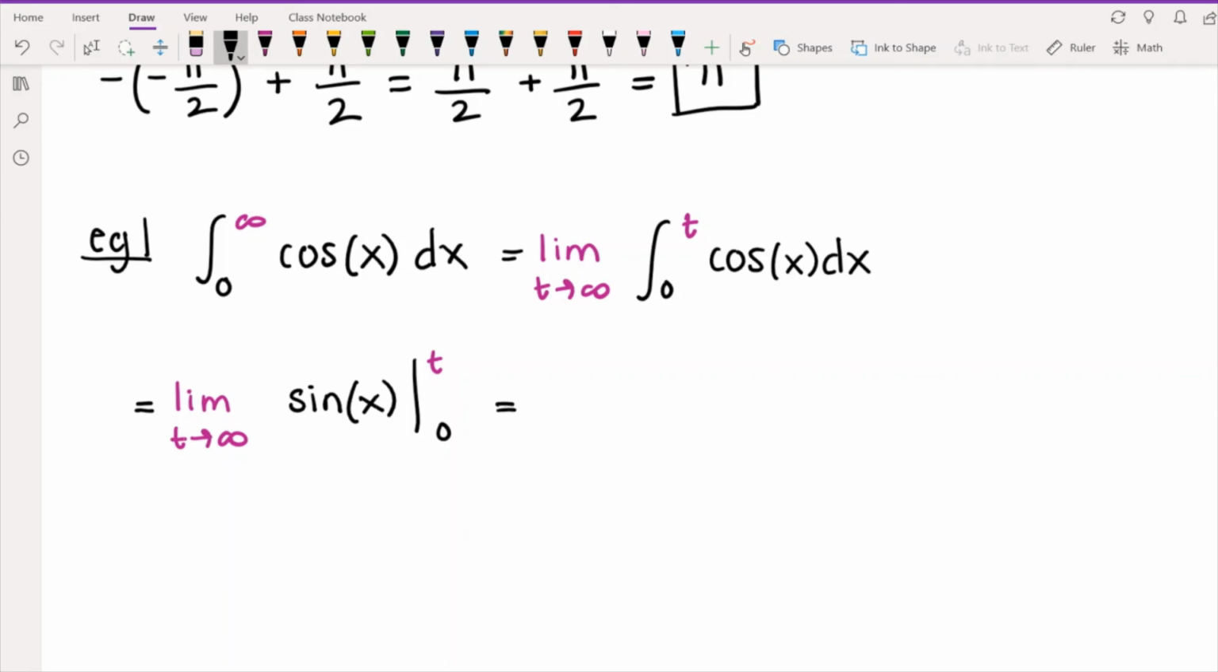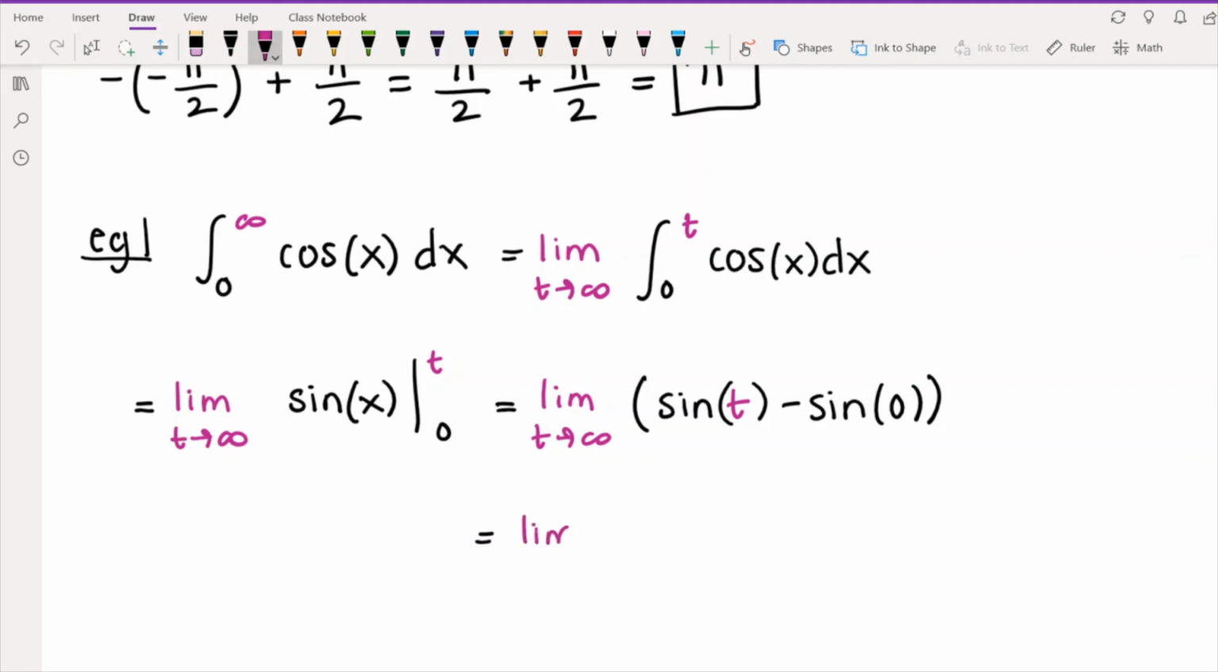So now we want to plug in our bounds. So we have the limit as t approaches infinity of sine of t minus sine of 0. And sine of 0 is just 0. So really all we're trying to do here is find the limit as t approaches infinity of sine of t. And so this is one we actually talked about earlier.